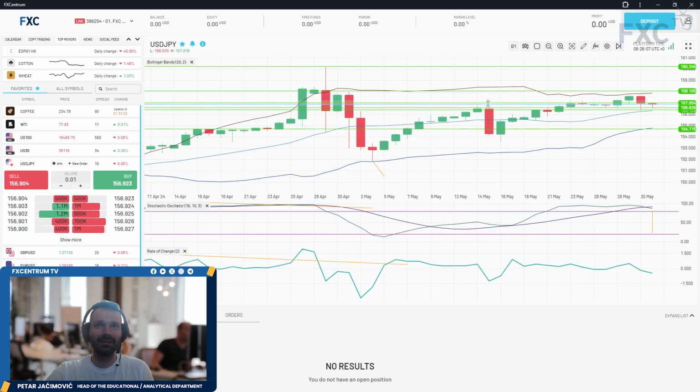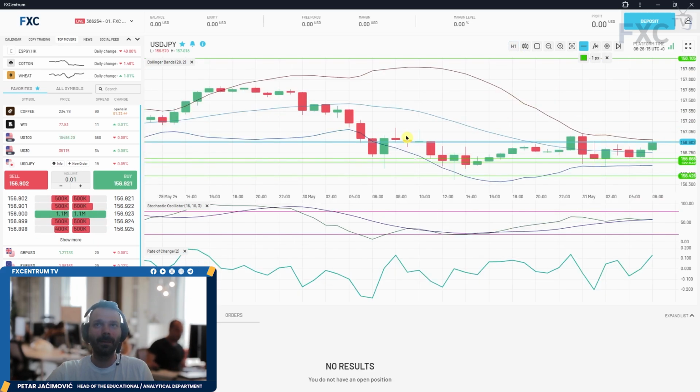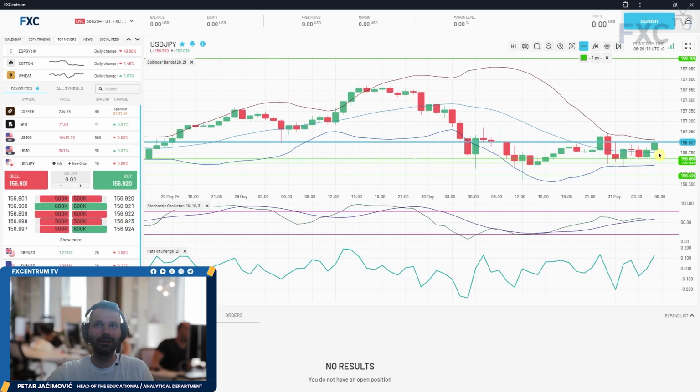And the recent swing high is acting like support. So this 158.60 seems like a very, very strong support for the USD yen, at least short term. And we might see the change in behavior here. Look at the contraction on the hourly.